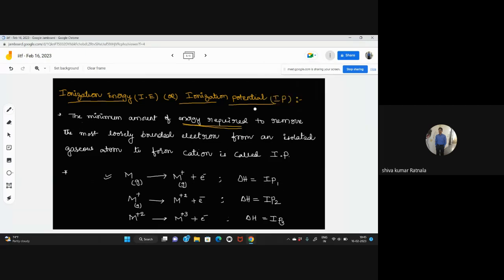Tomorrow we will discuss why IP1, IP2, IP3 are like this. Both of you said it correctly. Tomorrow we will write it down and continue. Understood what I am trying to say?